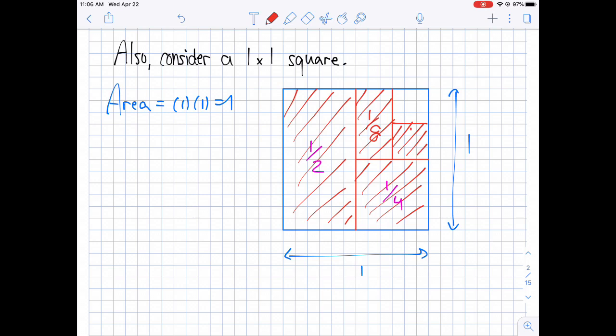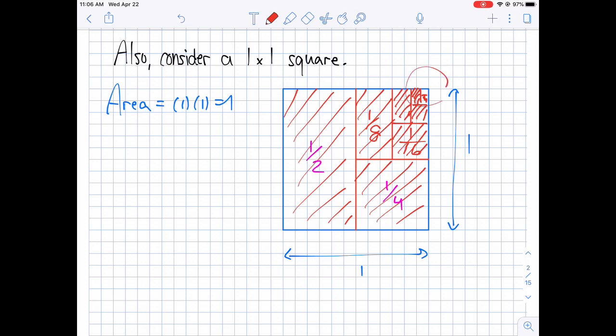This one has a total area of 1 over 16. And I can cut it in half again. And I remove that. That's 1 over 32. And this is 1 over 64. And this is 1 over 128. And we can keep doing this forever. We can keep removing these.